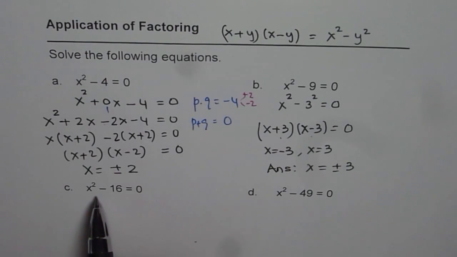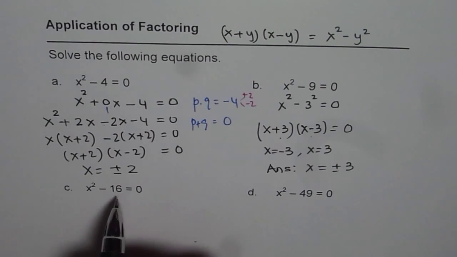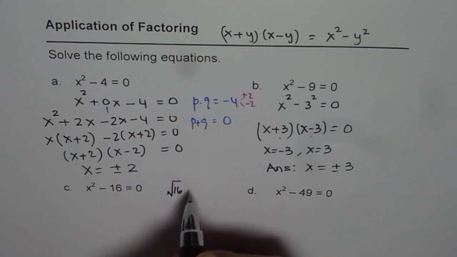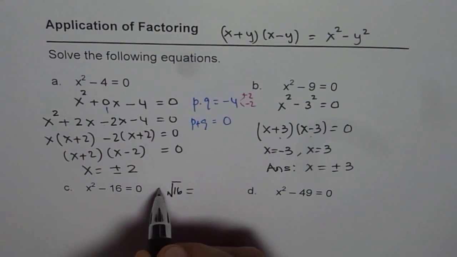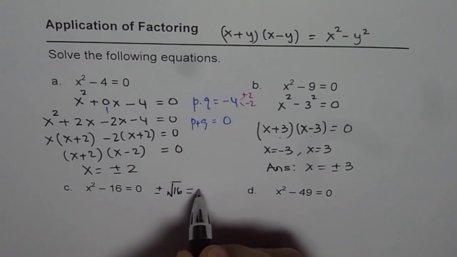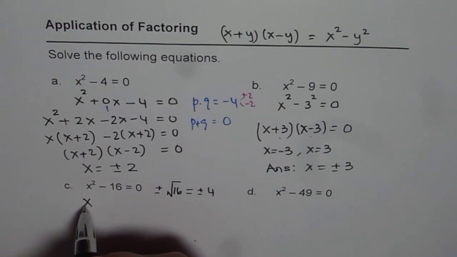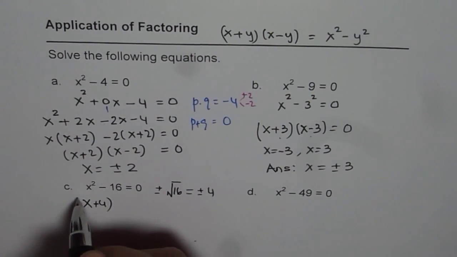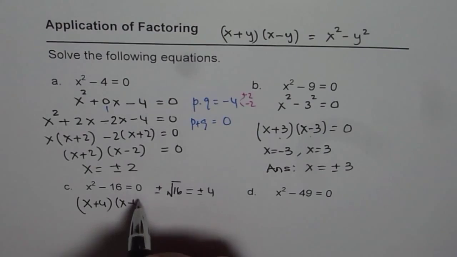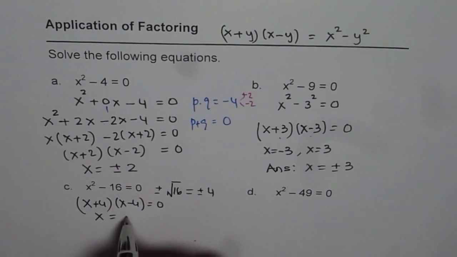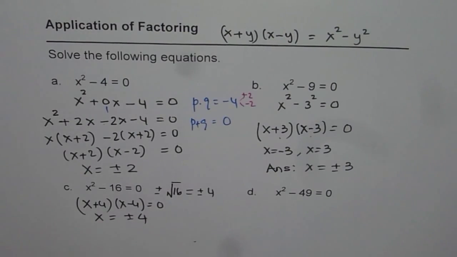So this should be how much? Square root of 16, right? So at times what we do is, we know this should be a square, so at times we do square root of 16. We know whenever you do square root, you should write plus and minus. So you should have two roots, plus and minus 4, right? So that gives you the factoring x plus 4 times x minus 4 equals to 0, right? That gives you x equals to plus minus 4 as your answer.